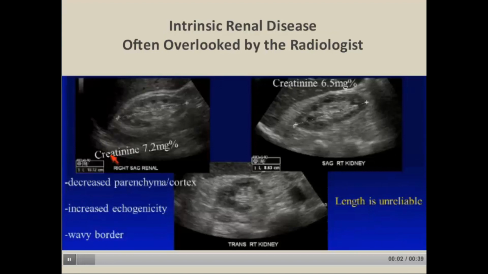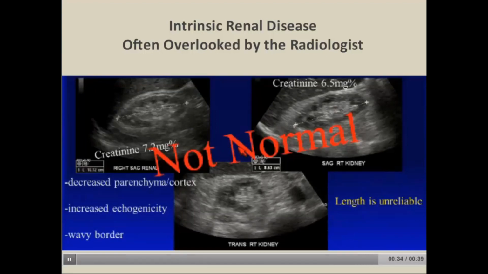So let me give you a couple of examples. This is intrinsic renal disease, which would typically, in my experience, often be overlooked. You have a kidney here, which measures 10.1 centimeters. Then you don't see any hydro, and the radiologist might say this is a normal kidney. The creatinine is 7.2. Here's a kidney that the length of the kidney is 8.6, the creatinine is 6.5. Both of these kidneys have decreased parenchyma and specifically decreased cortex. They have increased echogenicity to some degree, and they have a wavy contour. The length is an unreliable measurement here. These are not normal kidneys. You should not call them normal.